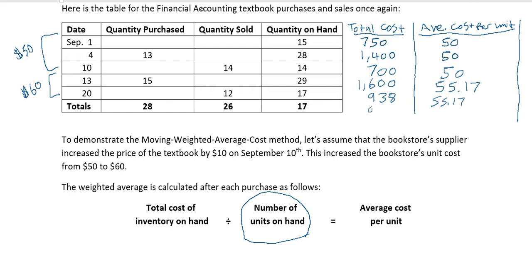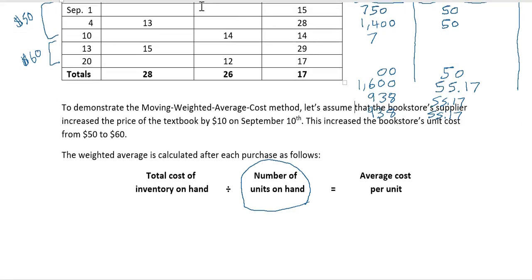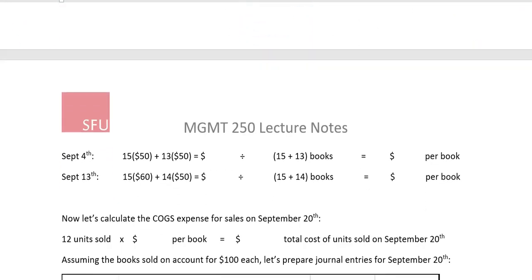And we copy down the same numbers for the bottom line, which is the September month end. So at the end of September, we hold 17 books with a total cost of $938, and the average cost per unit is $55.17. So that's how that is done. We're going to look at it a little differently.